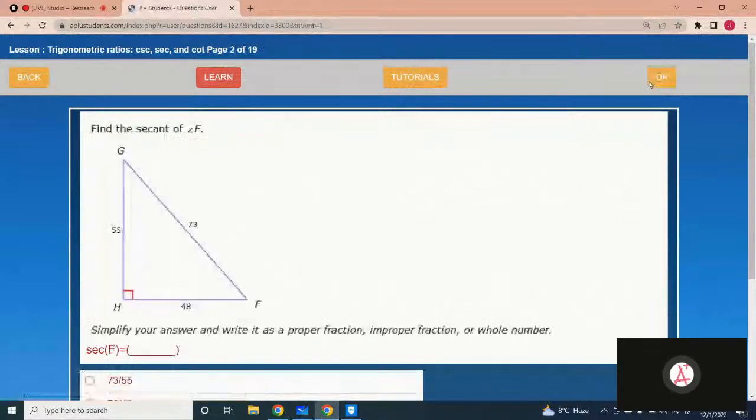Okay, the next one is you have to find secant of angle F. The triangle is G, H, and F.